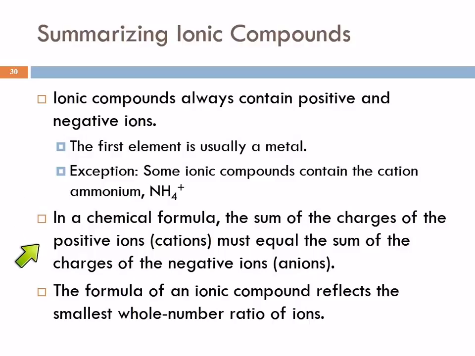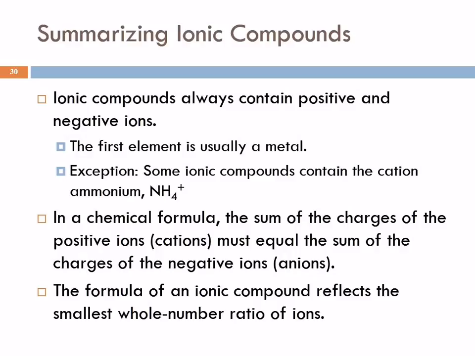And in a formula, the sum of the charges of the positive ions has to equal the sum of the charges of the negative ions, because overall it's going to have 0 charge. And we're always going to look for the smallest whole number ratio of ions. We're not going to describe sodium chloride as Na2Cl2 or Na50Cl50, even though that is the same ratio as 1:1. They've decided that we're just going to always use the lowest ratio. That way we always end up with the same formula.